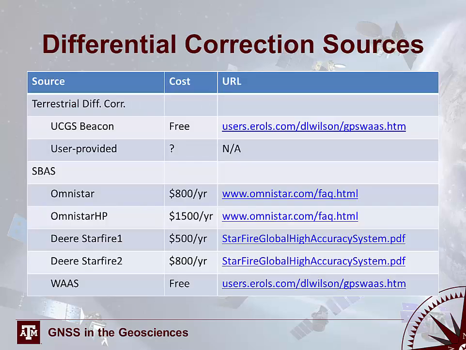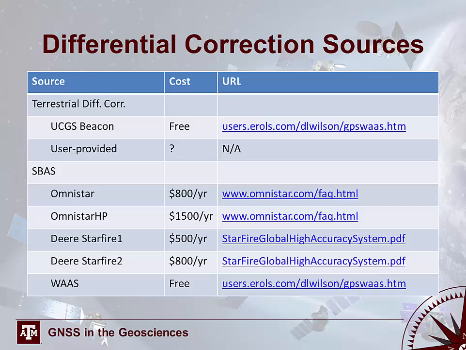So there's several differential correction sources. I said most of them tend to be commercial or proprietary systems. The USCG beacons are completely free, and I provide the URL for you here. That's terrestrial differential correction. The user provided, it doesn't have a cost or URL. That's basically your own base station that you set up.